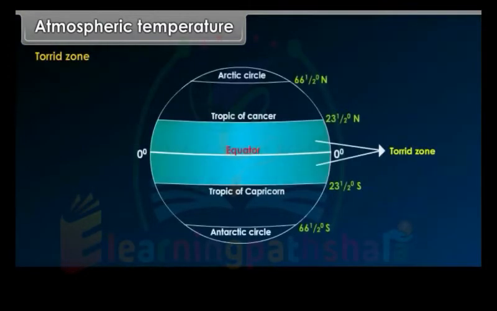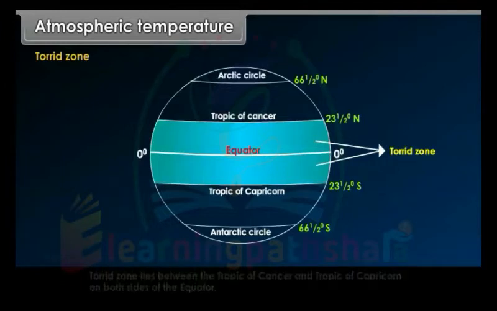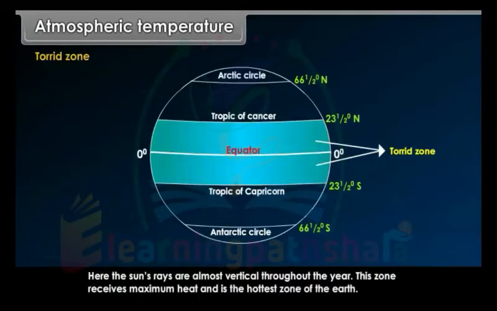Torrid zone. Torrid zone lies between the Tropic of Cancer and Tropic of Capricorn on both sides of the equator. Here, the sun's rays are almost vertical throughout the year. This zone receives maximum heat and is the hottest zone of the Earth.